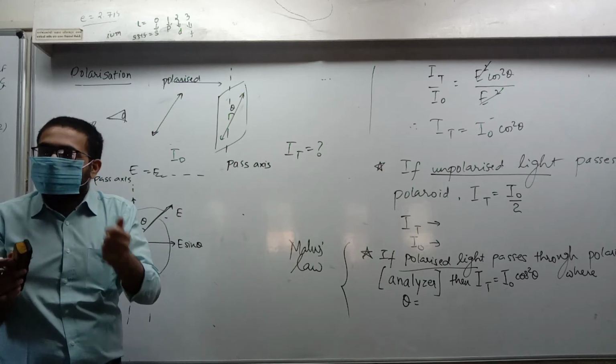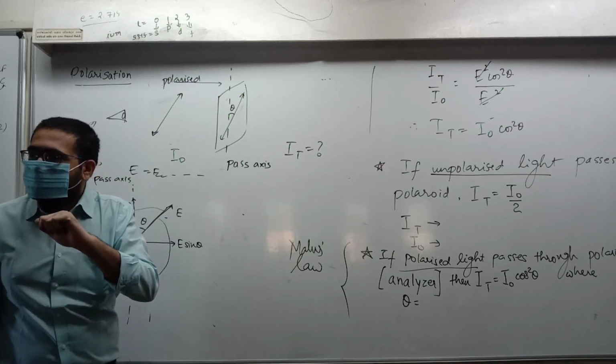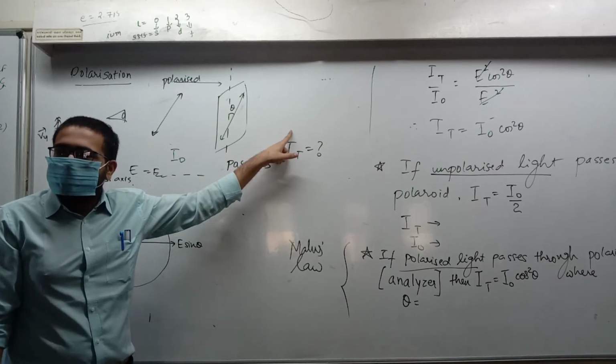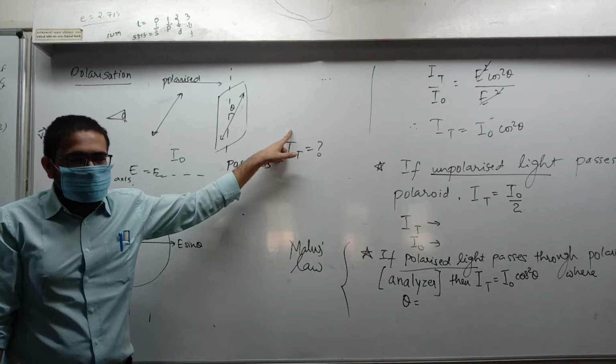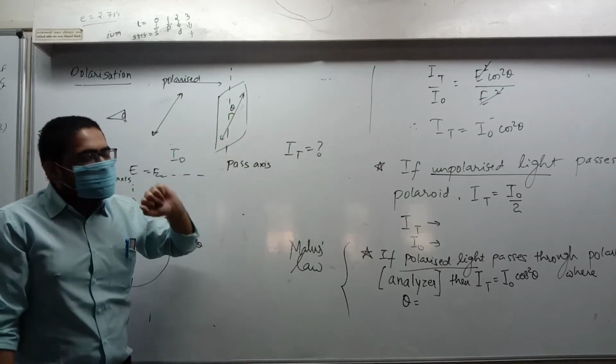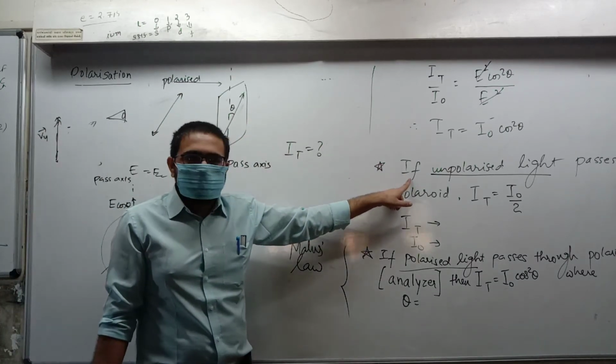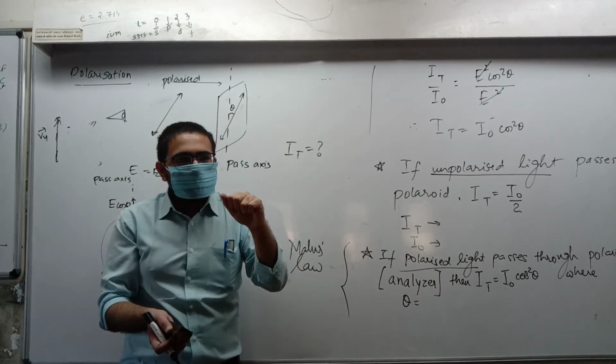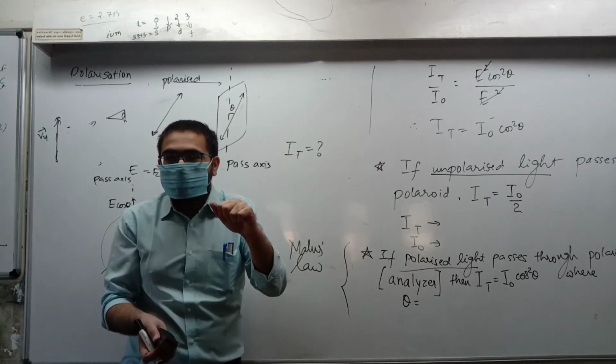Theta will change. If theta will change, then intensity will change. So you will come to know that this light is polarized. What happens if it is unpolarized? Look at this. In unpolarized light, if you rotate it, what will happen? Nothing will happen.